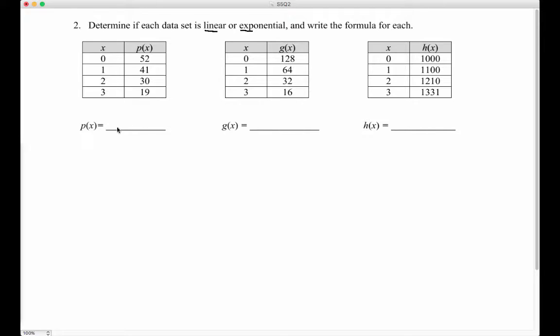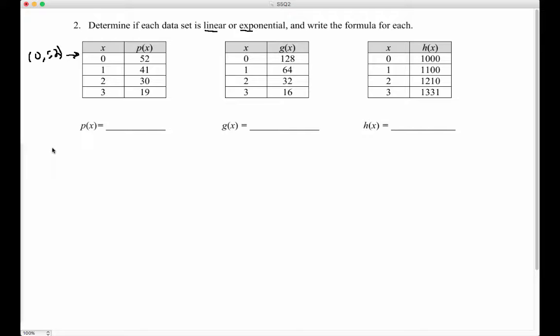All right, so let's take a look at the first one. My suspicion looking at the p of x's is that this is linear. But a first thing to notice, and I want to take note of right away, is that 0, 52 right there tells us that we know our y-intercept, okay? We know where we're crossing the y-axis. That's going to be an important piece of information for either exponential or linear.